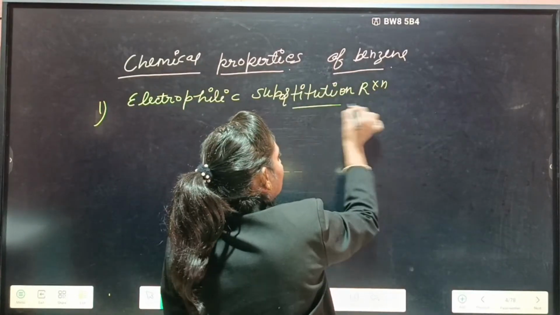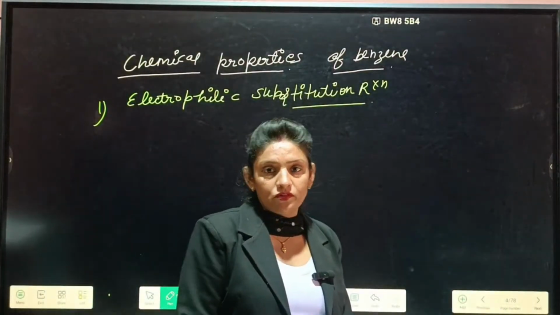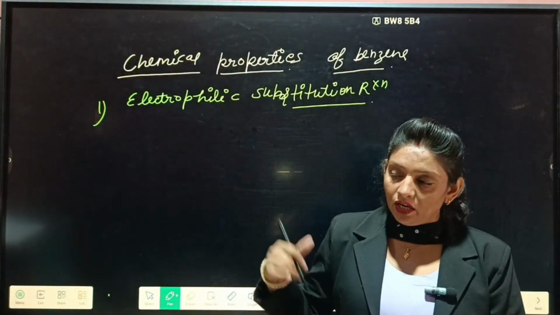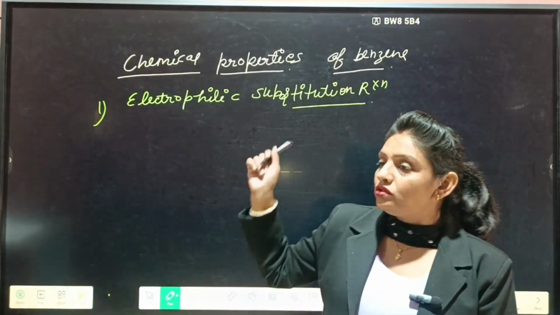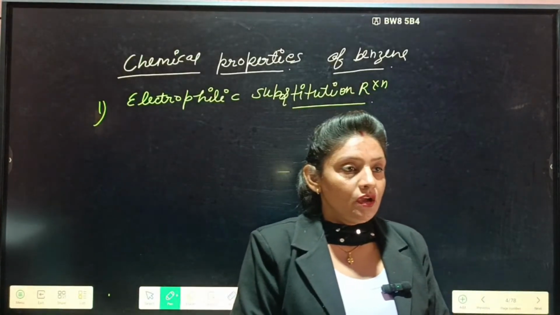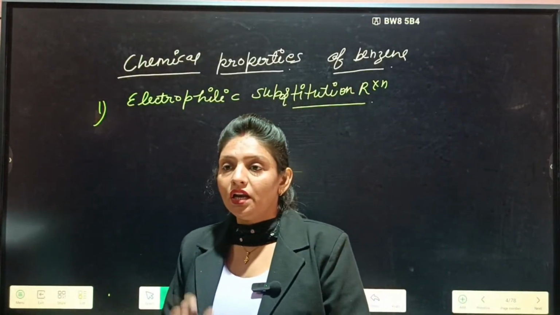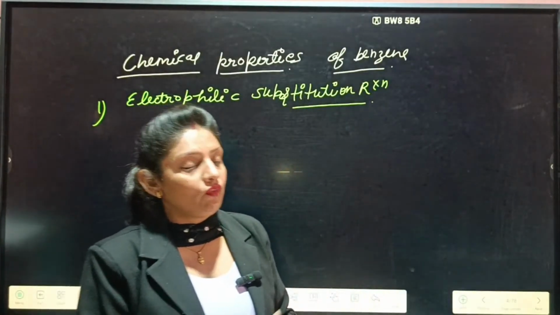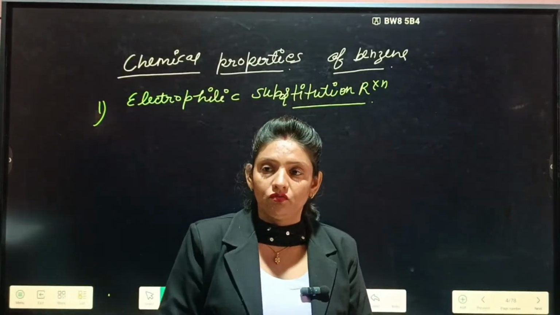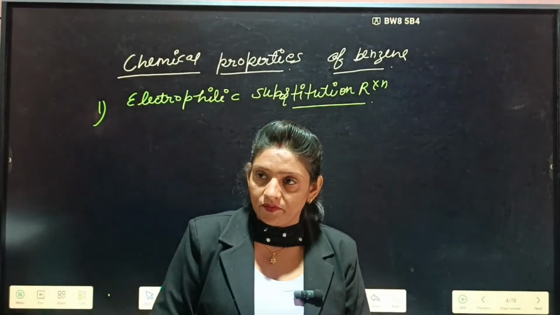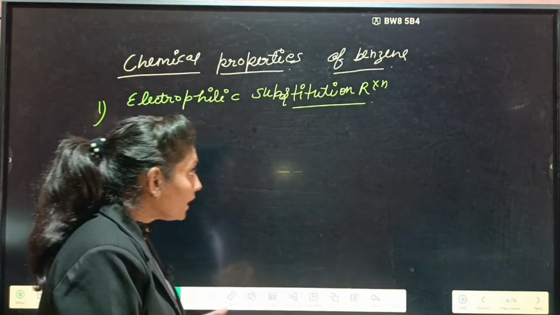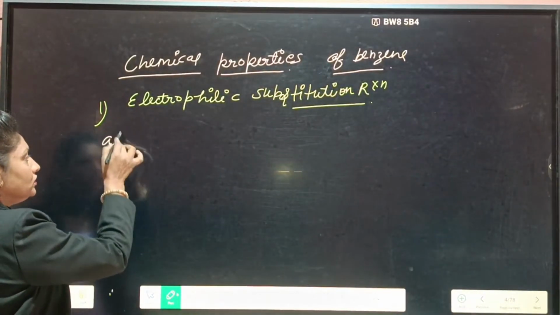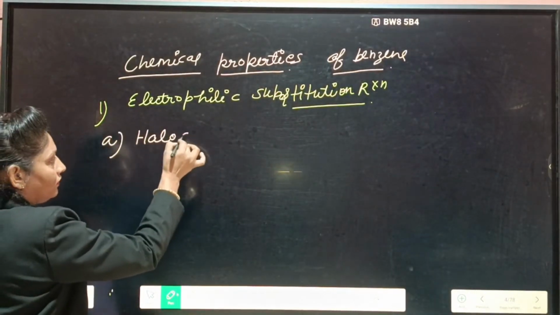In alkane, you discussed nucleophilic substitution reaction, in which one nucleophile substitutes another. But here you are discussing aromatic hydrocarbon, benzene. Benzene shows the electrophilic substitution reaction, in which one electrophile substitutes another. Clear or not? How? First one is the chlorination, or we can say halogenation.